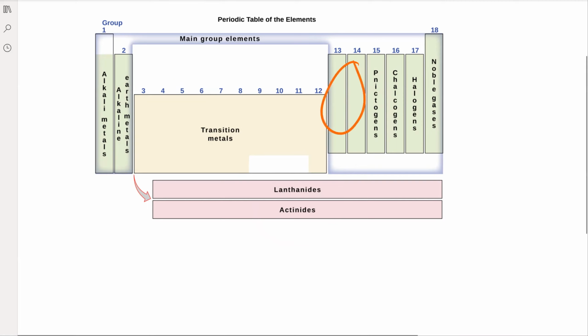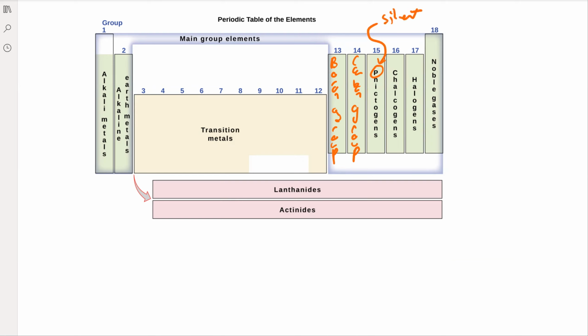These two don't get a name. Sometimes this one's called the boron group, because the first element is boron, and this is called the carbon group because the first element is carbon, but they don't get any kind of fancy names. With nitrogen over here, these are the pnictogens, so the P is silent. So, thank you, English language, for putting that letter there, even though it's silent.